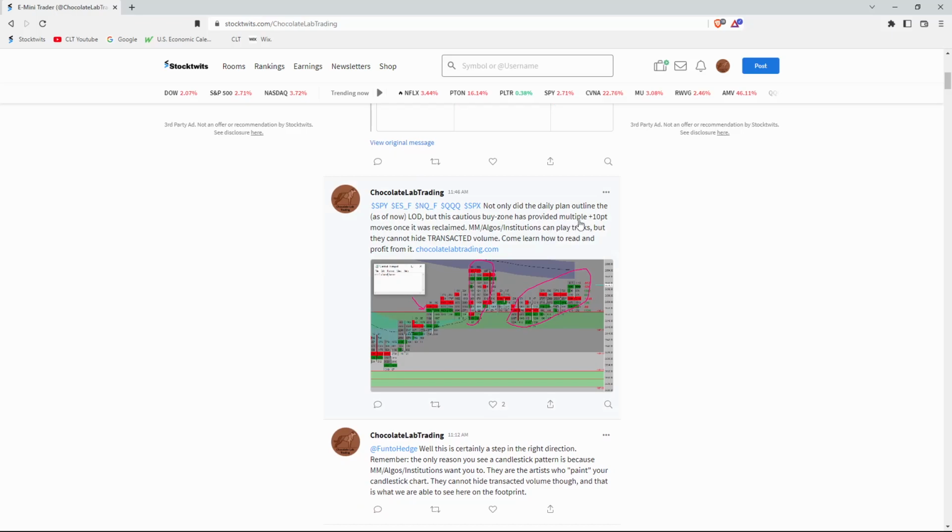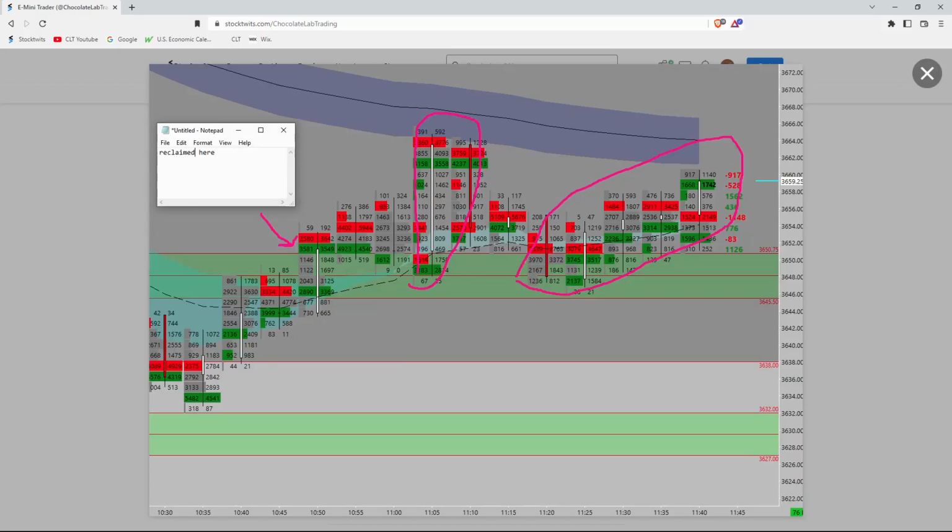Alright, not only did the daily plan outline the as of now low of day, but this cautious buy zone has provided multiple 10-point bounces after it was reclaimed. So we're looking at a 5-minute chart, and this was the bounce that we were talking about, and as soon as it reclaimed, we get a nice 5-minute candle close above, because you could see here 2 candle closes below. We're still looking like we might reject it. These seller stops get popped, then tape. We know this. And we've reclaimed.